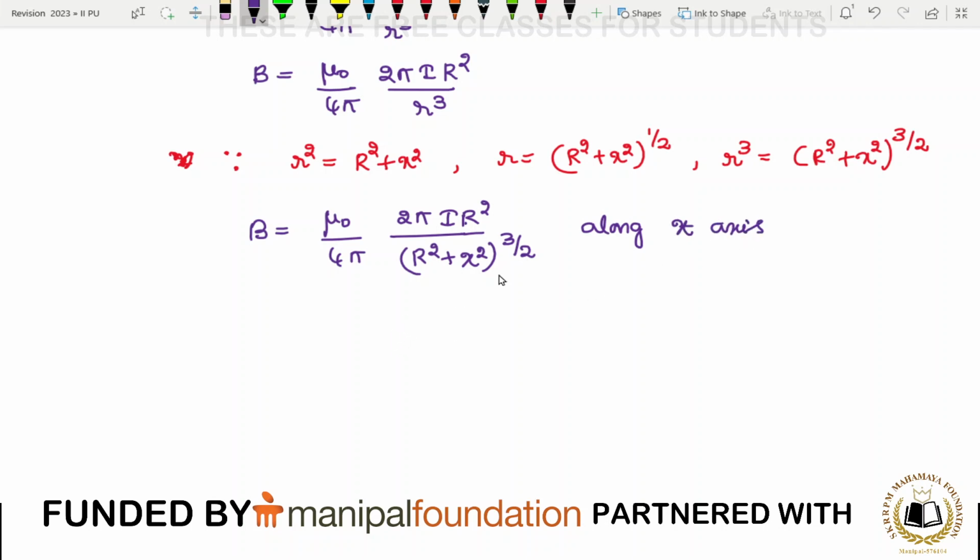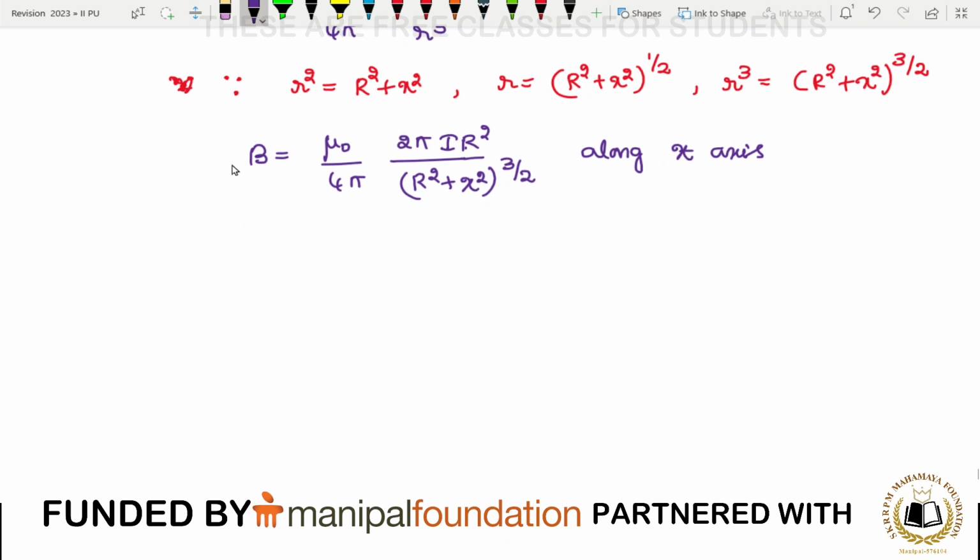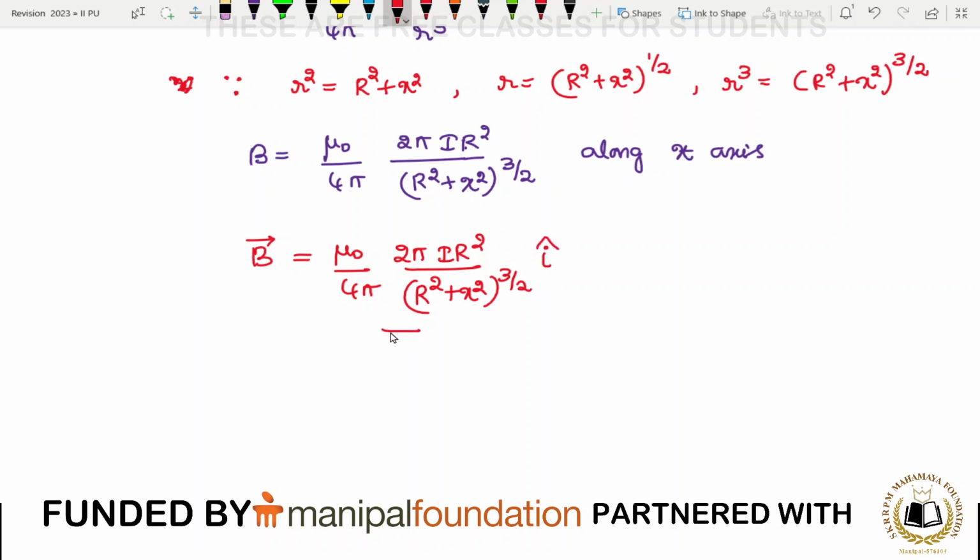Along the x axis, because as mentioned earlier the vertical components cancel out and the horizontal components add up. Therefore, in vector form, this becomes mu naught by 4 pi, 2 pi I r square divided by r square plus x square to the power 3 by 2, I cap. Why I cap? Because it is along the x axis. X axis means we can write it as I cap.